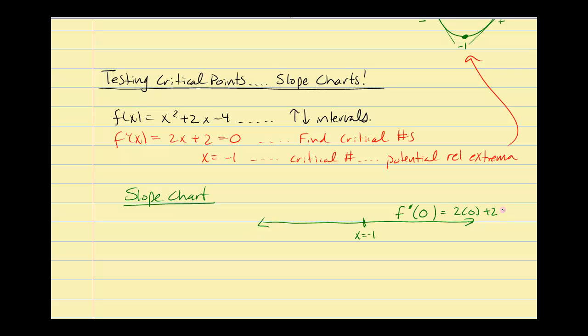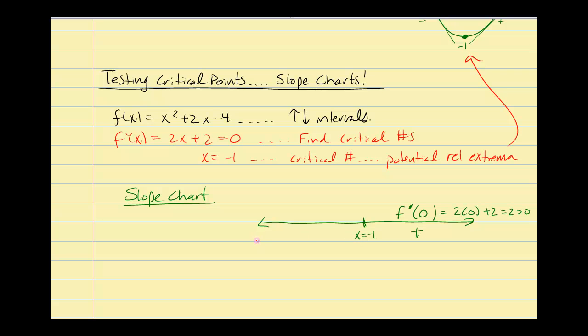Now I don't care about the magnitude of this number. All I care about is whether it is positive or negative. And we can see that this is going to be equal to 2, which is greater than 0, so I have positive values over here. And that's the important thing. I don't care that it's a 2, I care that it's positive.